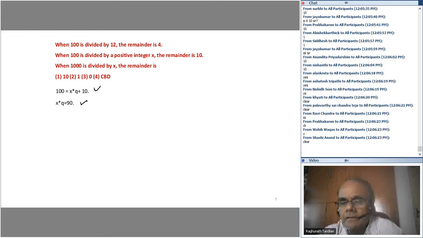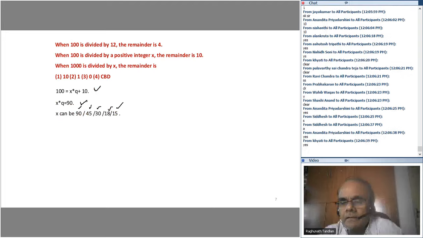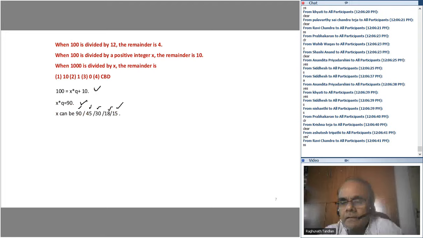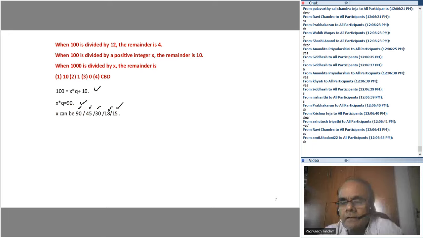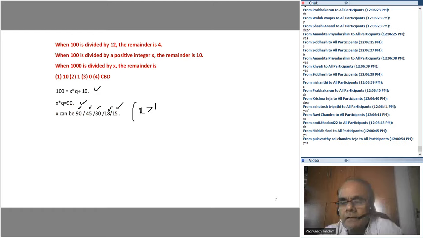So x can take many values. X can be 90, 45, 30, 18, 15. All these are possible. All are factors of 90, greater than 10. Why not 10? Because the remainder is 10, so x should be greater than 10. Remainder is 10 or not? Therefore, x should be greater than 10.